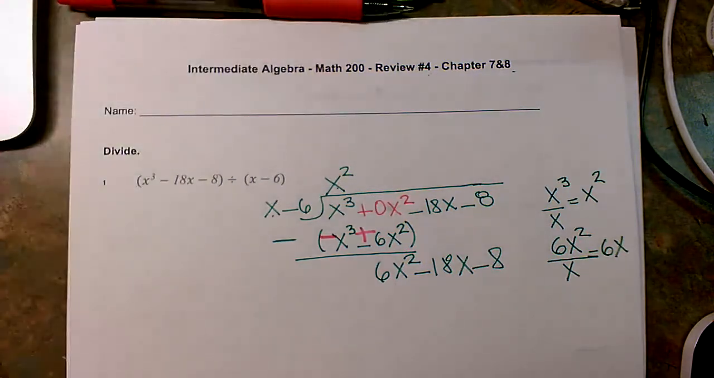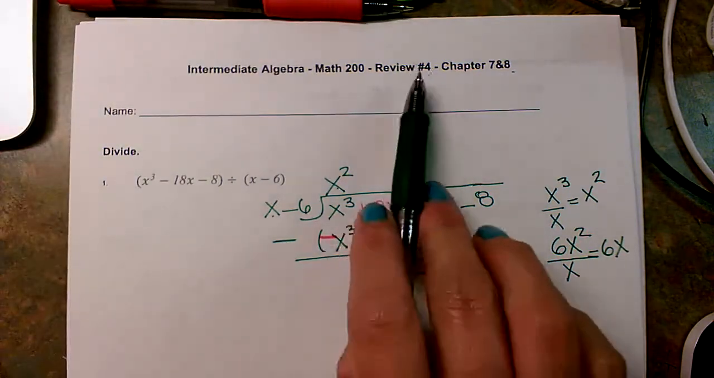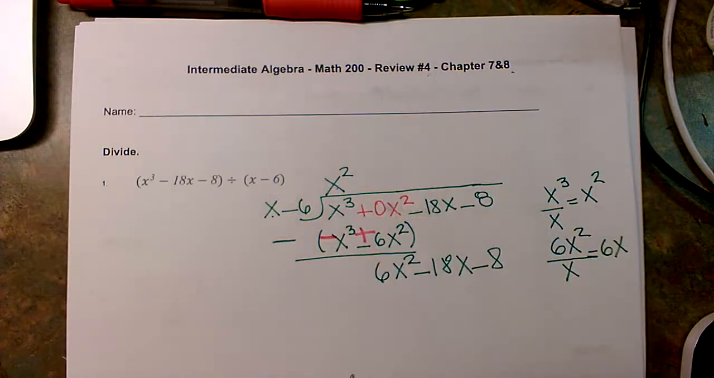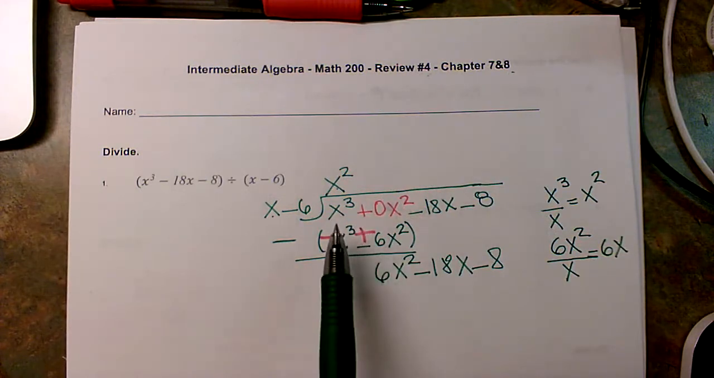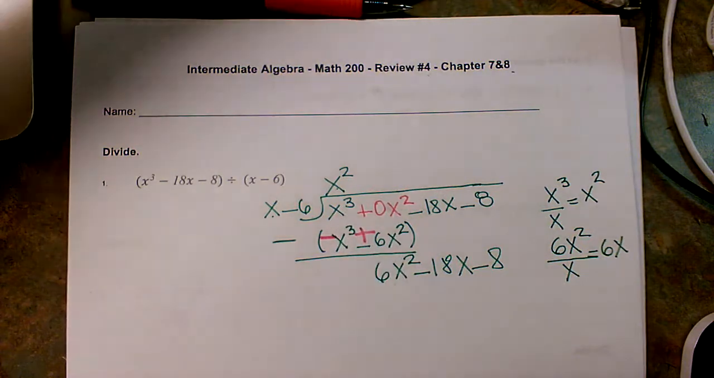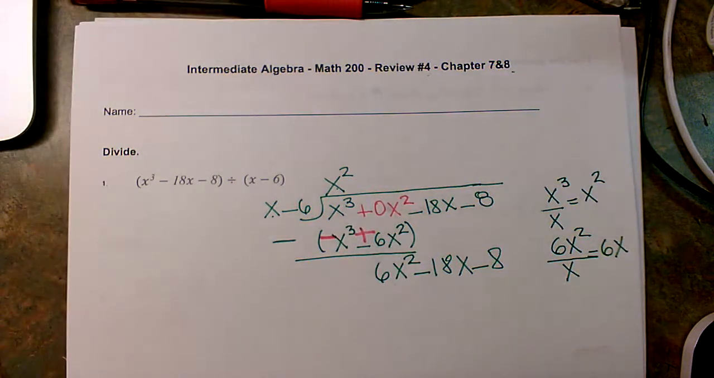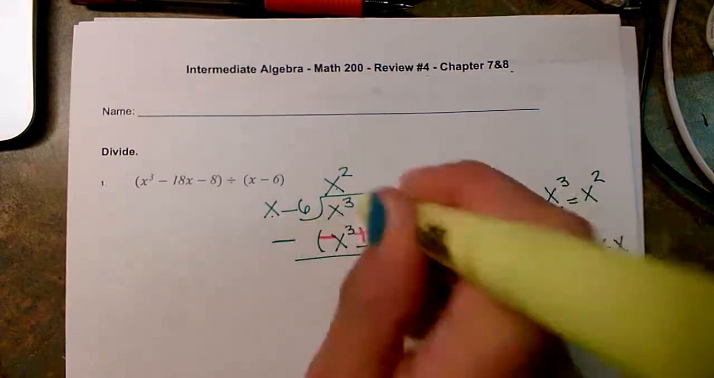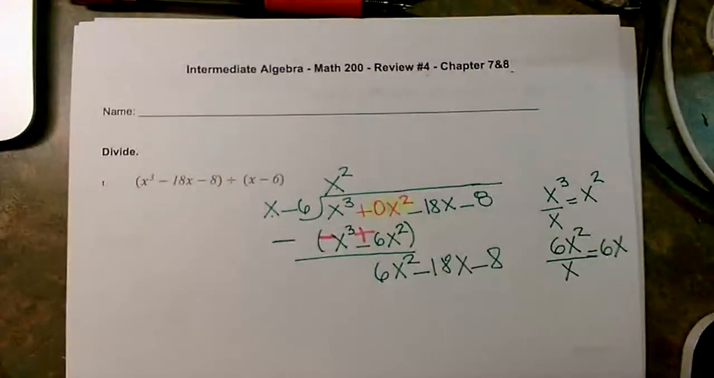So we just started our review number 4, chapter 7 and 8. Okay. We just need to make sure here that it is in descending order. This one wasn't. So that's why we add a space right here. We add that space there, guys. We cannot forget to do that.